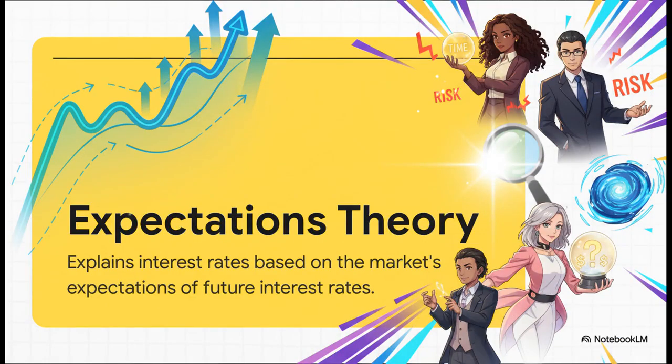And this last one is all about peering into the future. It argues that a 10-year interest rate today isn't just a random number. It's actually a reflection of what the entire market thinks short-term rates are going to be on average for the next 10 years. It's like the market's collective best guess.